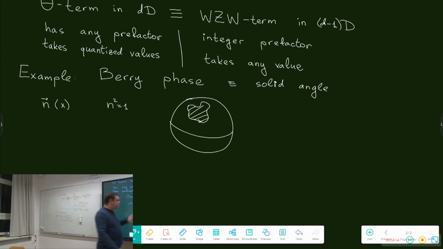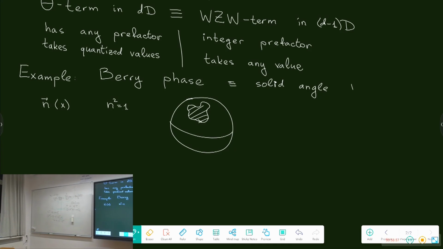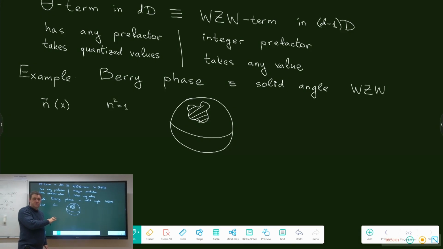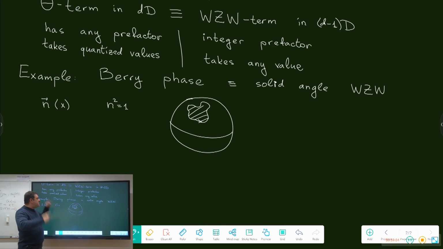So this is a WZW-Witten term. It's just a particular example of this WZW term in one dimension. Actually, it's exactly the one that we have in the sigma model. If you take one replica, your Q matrix lives on a literal sphere, and this Berry phase is literally that term. So both of them are quantized? No, only the theta term is quantized, but not the WZW term.